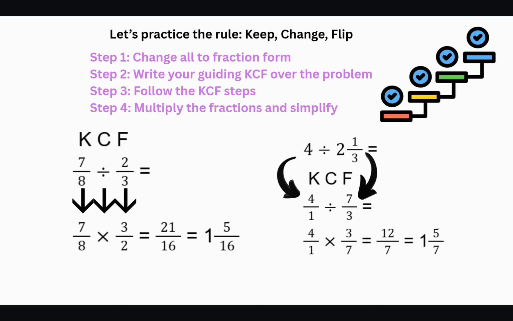And then you're just going to follow your rules for multiplication. So you're going to multiply your numerators. You can see here 7 times 3 is 21. Then you're going to multiply your denominators. 8 times 2 is 16.